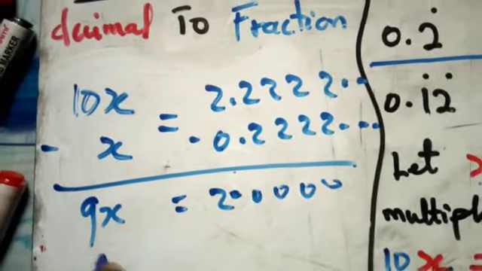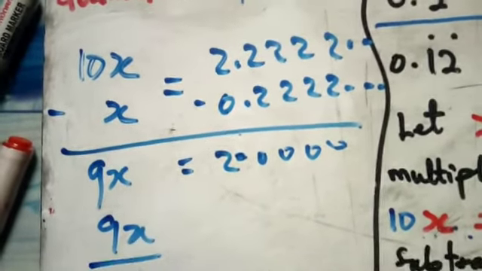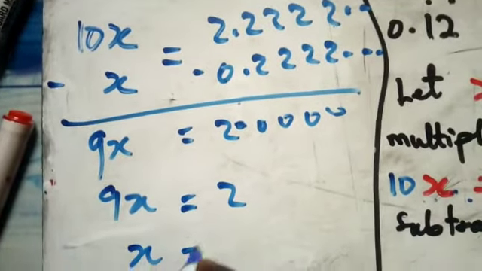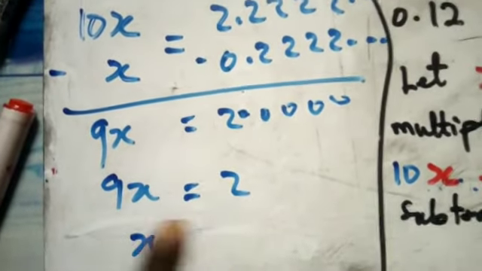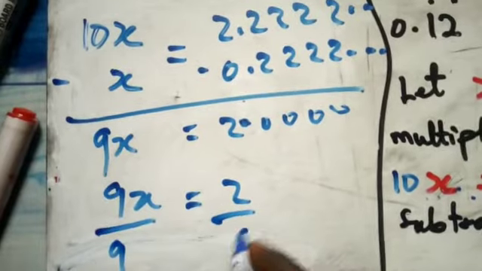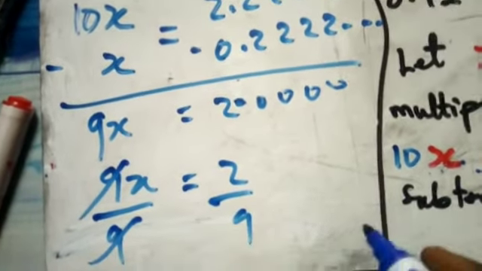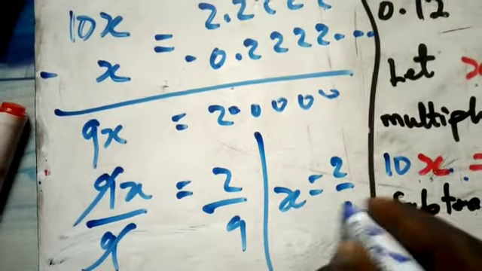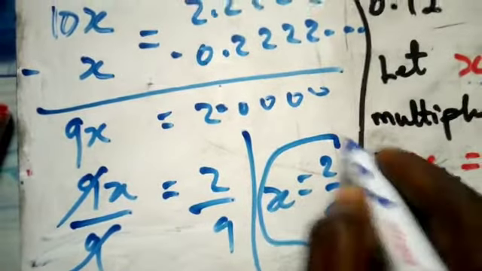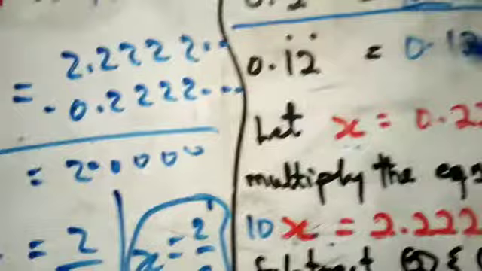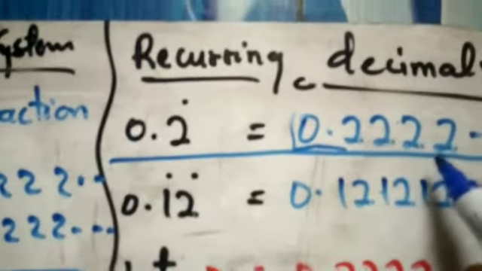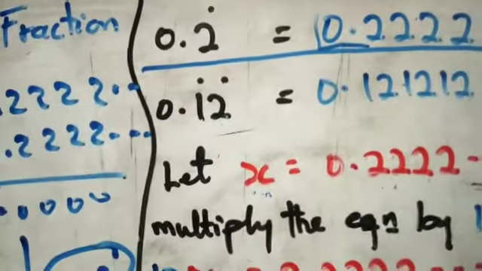Right? So now your new equation will be 9x is equal to 2. So what do you do? You divide this one by 9, and then you divide here by 9. So this and that go away. So x is equal to 2 over 9. So this 2 over 9 here is the answer to that recurring decimal. Is that okay? So this is how you convert the recurring decimal.